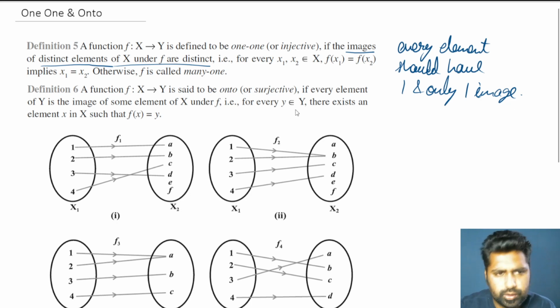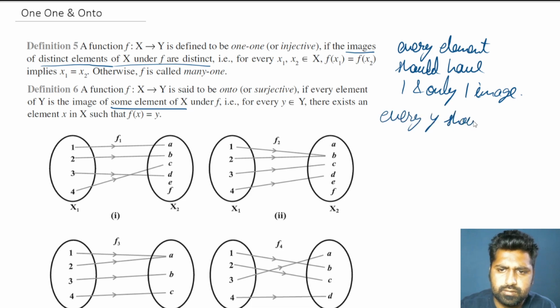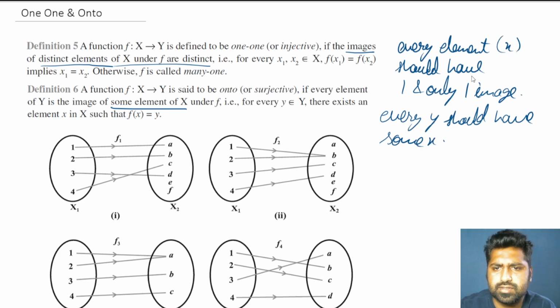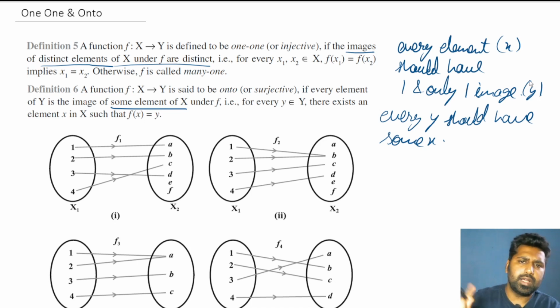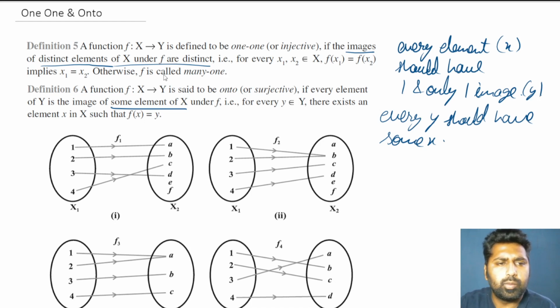And onto says every element y should have some element as x, means every y should have some x. Every x should have one image, means y. So every x should have only one y, then we'll call this one-one, otherwise it is called many-one.